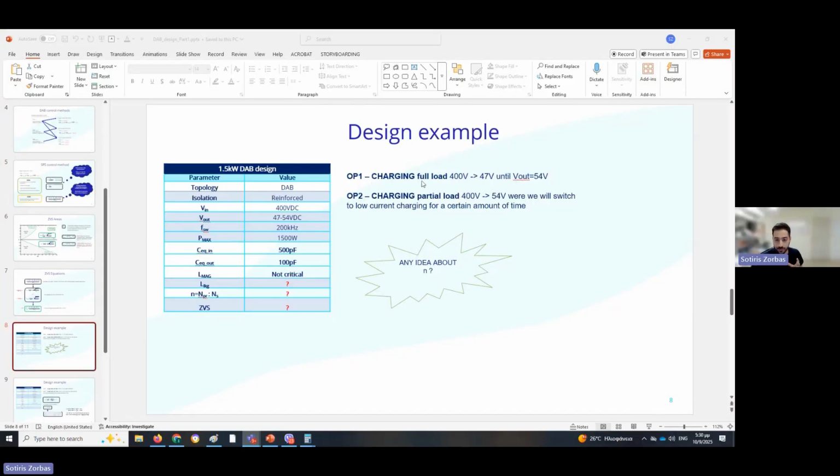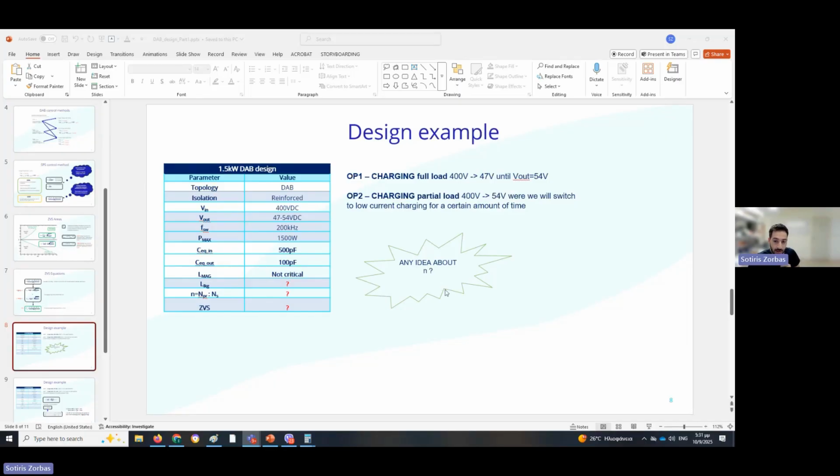And why? Because I have two operating conditions in mind. Let's assume these are the only ones, right? Charging at full load from 400 volts. Imagine the battery is discharged, right? So we're at 47 volts, charging at full power. Then the voltage starts building up on the battery, and we end up at 54 volts. Then we are charging with a partial load to maintain ZVS. That's what I had in mind. And then we can stop the switching after a certain amount of time. So that's the scenario here.